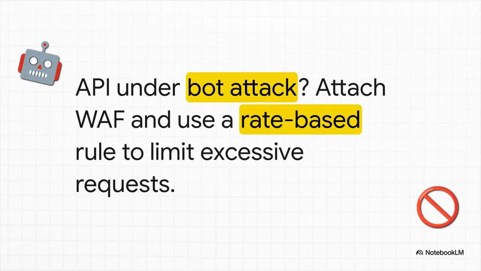Let's make this super real. Imagine your API is just getting hammered by a bot, and it's starting to overwhelm your servers. With WAF, you can react, like right now. You just apply a rate-based rule that says any single IP address sending more than, say, 100 requests a minute gets blocked. And just like that, the attack is stopped in its tracks.